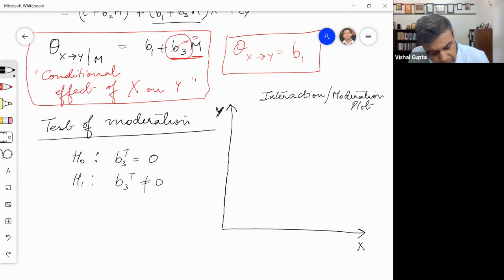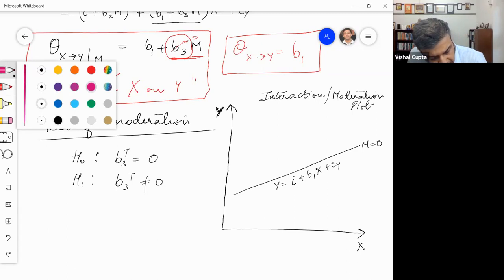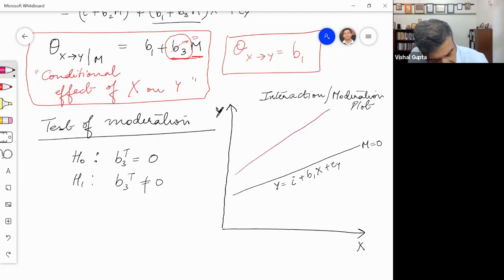So what you do is you plot the line. Say this is my line when I say y is equal to I plus b1 x plus e of y. This is when m was 0. Let's say the moderator was 0. And then I plot another line here, and this becomes y is equal to I plus b2, so this becomes my intercept of the line, and I get b1 plus b3 x plus e of y. This is when m is equal to 1. I'm assuming your moderator is dichotomous. It takes two values, 0 and 1.